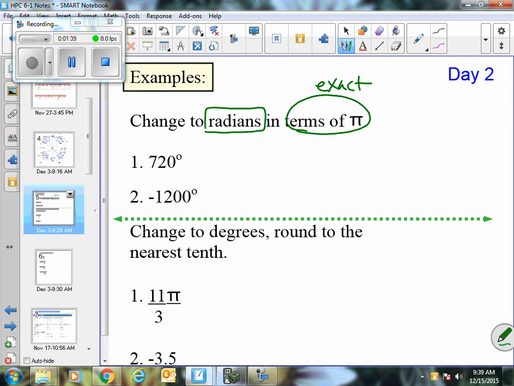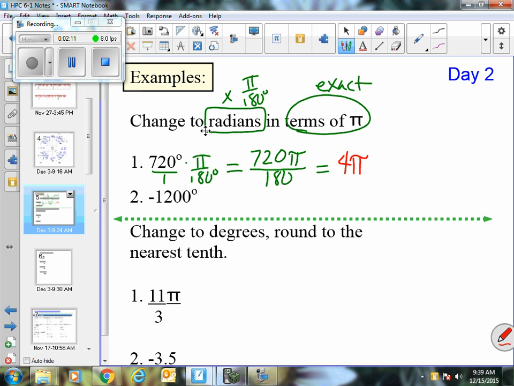We will probably do a little bit of calculating on the calculator too, just to think about what the decimal would be. But when they say in terms of pi, they mean an exact ratio. So when you convert to radians, you're multiplying by your conversion factor of pi over 180. We take our degree measure and multiply by the conversion factor, which is pi radians over 180 degrees. That would give us 720 pi over 180. All I need you to do is reduce that fraction. 180 divides into 720 4 times, so that means it would be 4 pi. That's what they mean by exact answer in terms of pi.